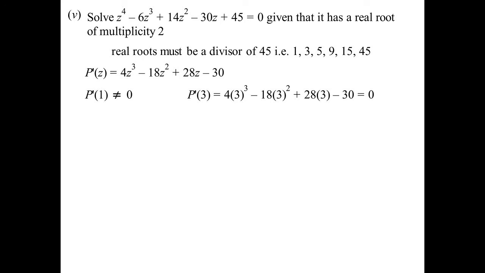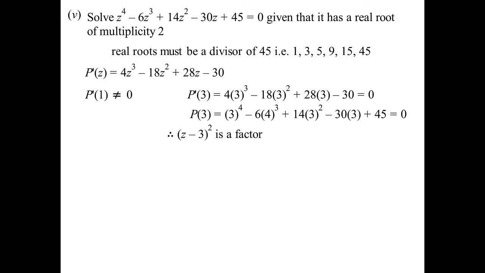And 3 works for the derivative. It's got to work for the function as well. Oh good, it works for the function as well. We found our double root. We know x minus, or z in this case, we know z minus 3 squared is a factor. What's the other factor? Oh, leading term times leading term must give us leading term. At this stage we have z squared. Z squared times what will give me z to the power of 4? Z squared. Now let's look at that constant.